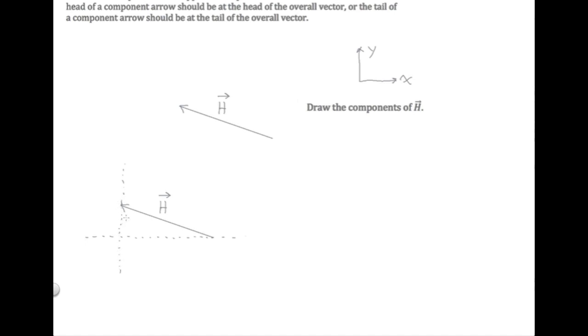And notice that the intersection forms a right triangle. So that right triangle gives us the components. This is the x component, the part that was parallel to the x-axis. And this is the y component, the part that's parallel to the y-axis. Those are supposed to be straight lines as best I can draw them.